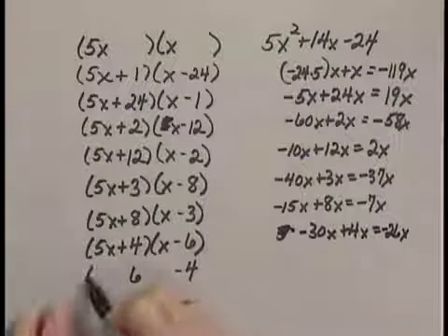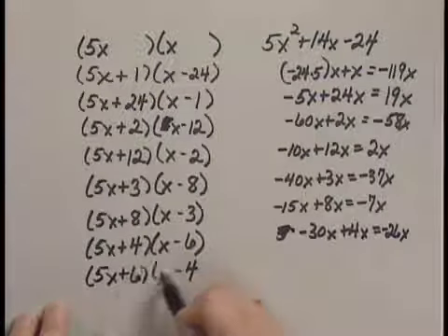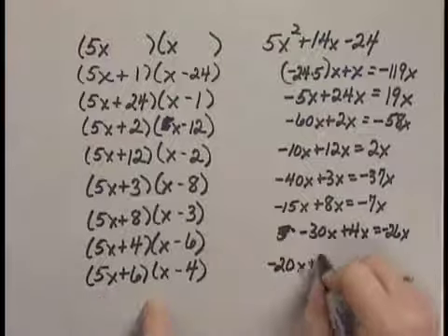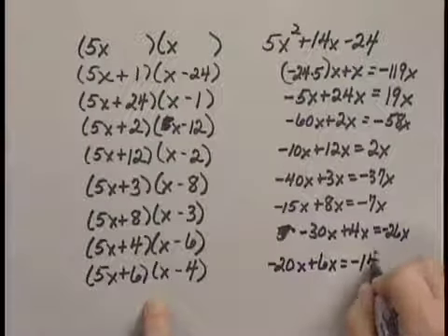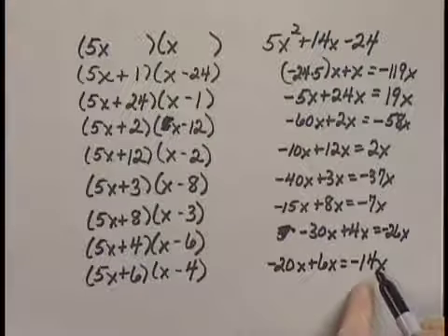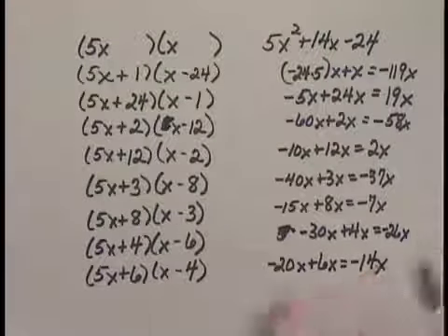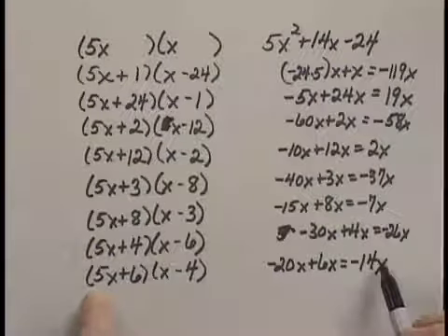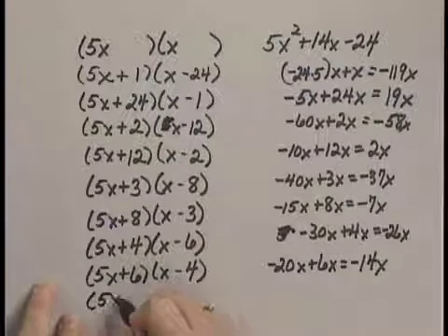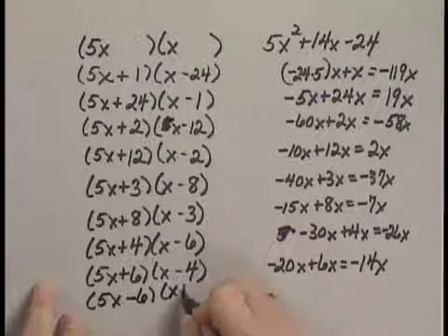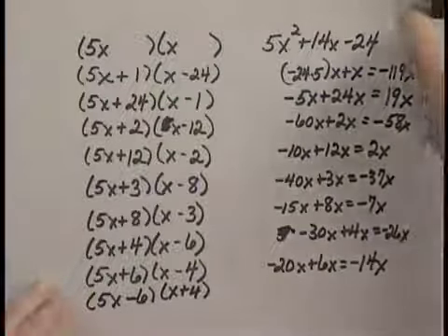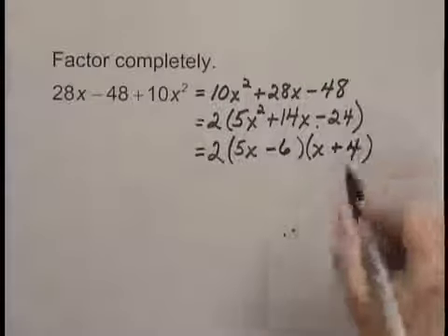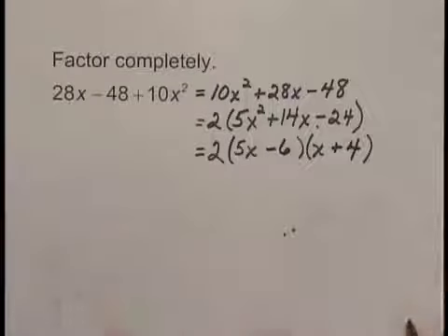I hope the last one works. 5x plus 6, x minus 4, gives me negative 20x plus 6x, which is negative 14x. It's not exactly right, but I know I've got the right one here, just about. Since 5x plus 6 times x minus 4 gives me a middle term of negative 14x, 5x minus 6 times x plus 4 should give me the right middle term. I'm going to write that in here, and then I'm going to check it because I did a lot of work there switching signs and stuff.